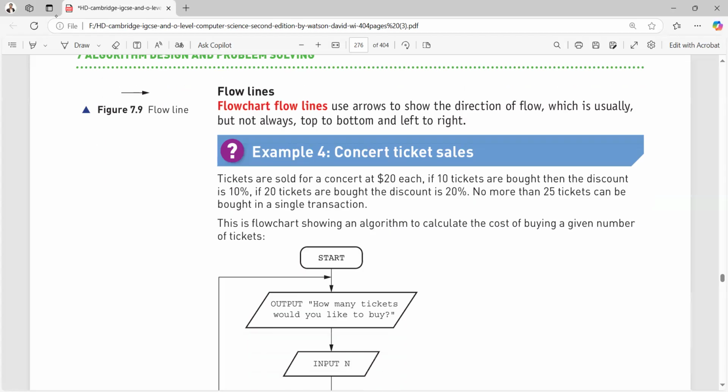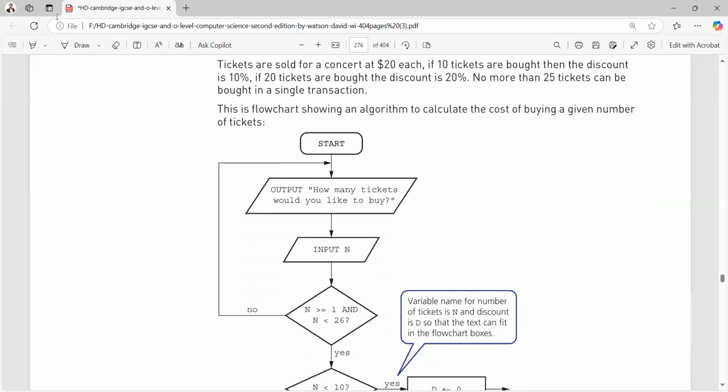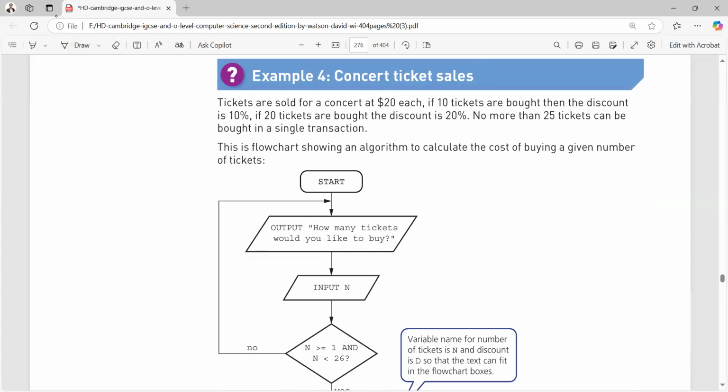Okay. Now let's check this question. This question says that tickets are sold for a concert at $20 each. If 10 tickets are bought, then the discount is 10%. If you are buying 20 tickets, then the discount is 20%.